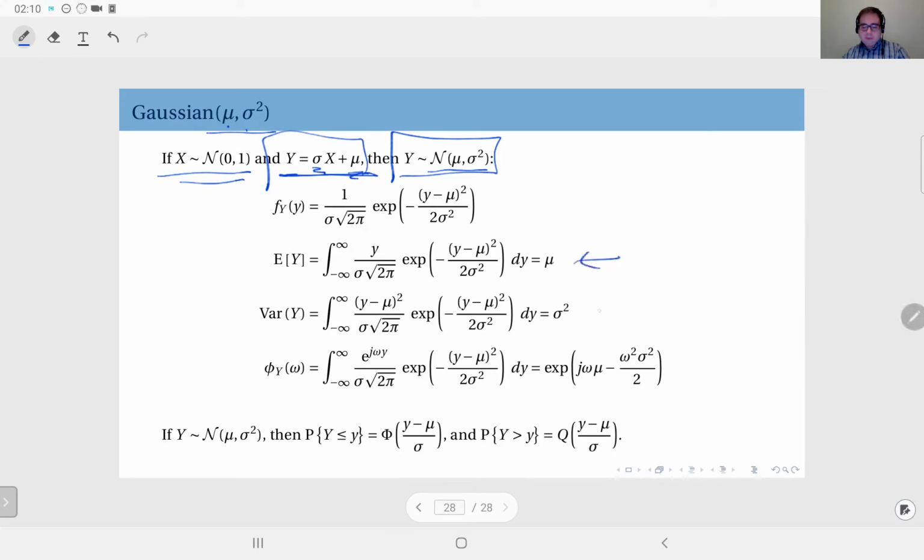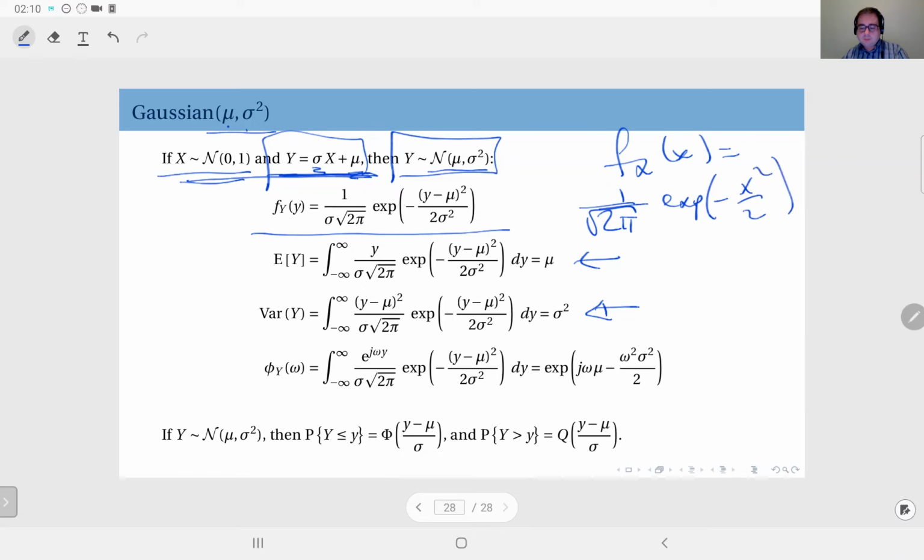I have given them here, but if you take these integrals, you will obtain these results. But in general, writing them through this relationship is much easier, as we will see later on in the course. The PDF is given in this way. Compare this with the standard Gaussian PDF, 1 over square root 2 pi times e to the power minus x squared divided by 2. So what you have here is, instead of x squared, you have y minus mu squared. And here, instead of 2, you have 2 times the variance. And here, you see the standard deviation.